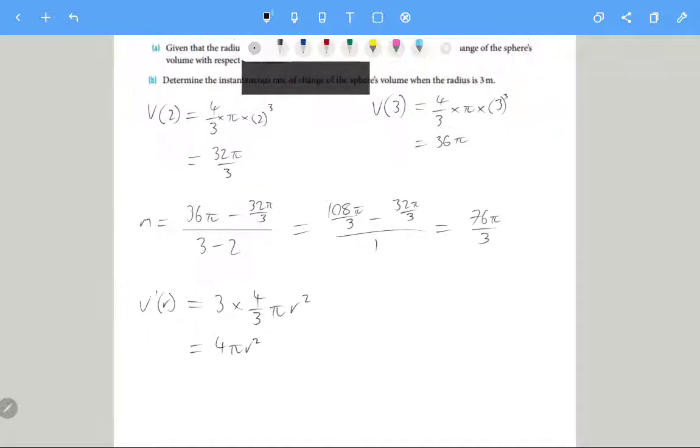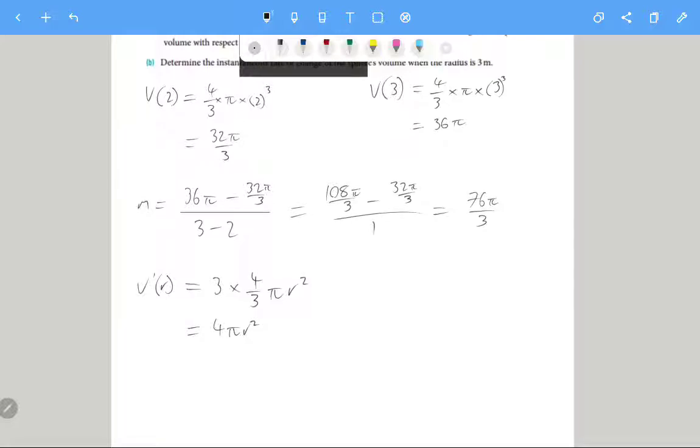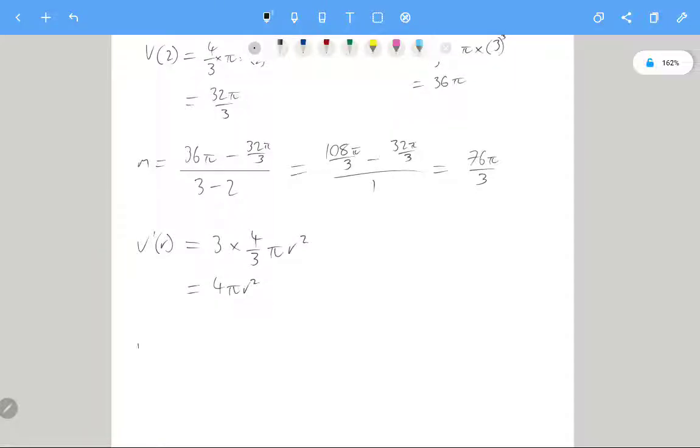So that is the function of V dash, and now we've just got to substitute in V dash of 3 meters. So it's going to be V dash of 3, 4 times pi times 3 squared, which is going to be 9 times 4, which is 36 pi. So the average rate of change is 76 pi on 3, and the instantaneous rate of change is 36 pi.